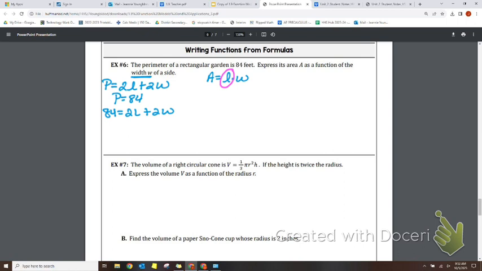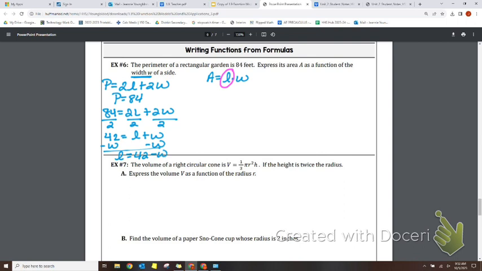I need to get the L by itself. First thing I notice is it's an equation and all three terms are divisible by 2. So I'm just going to divide that out. So we end up with 42 is equal to L plus W, and then just solve for L. And so we have L is equal to 42 minus W.